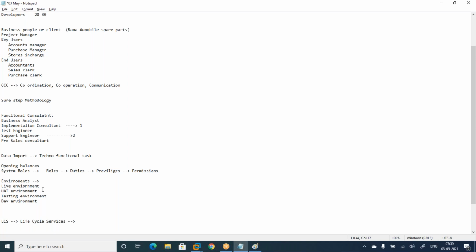Okay, that's what I told you. Golden environments may be maintained by people or not, maybe. So very big organizations, definitely a golden environment will be maintained.